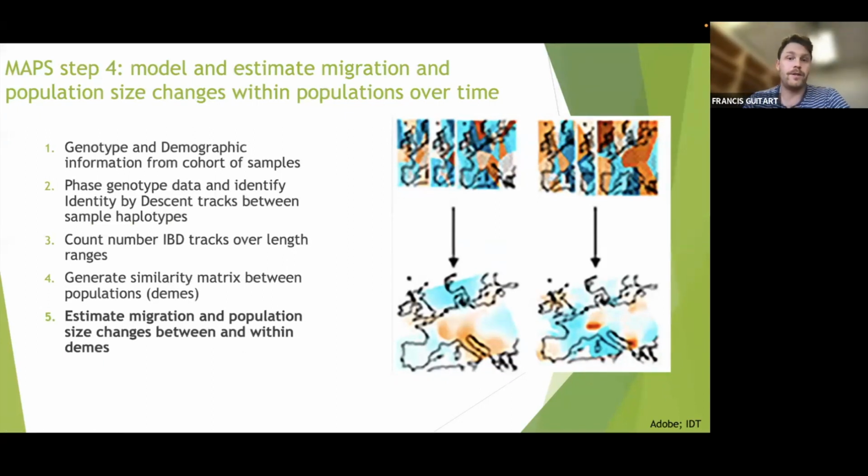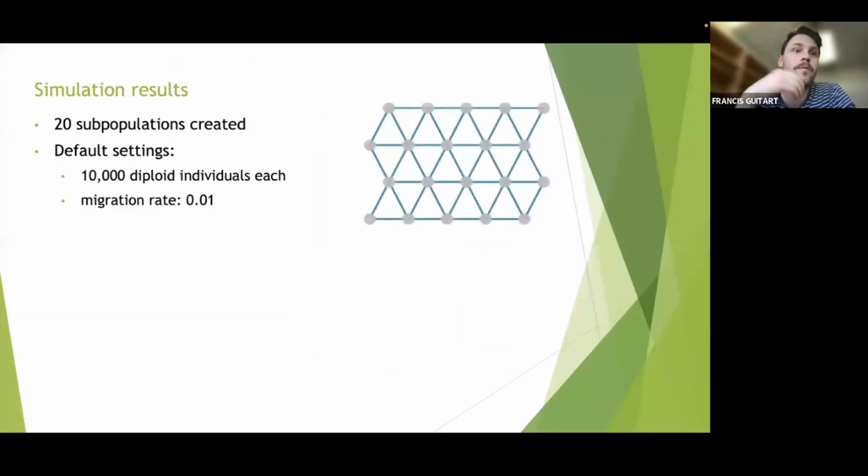So how well does this tool work is the next question. The developers wanted to first test this demographic modeling tool using simulations. So they used a coalescent simulation tool that can produce present day genomic information given some user-defined population parameters, migration parameters and historical events.